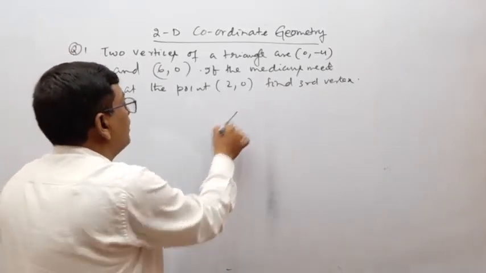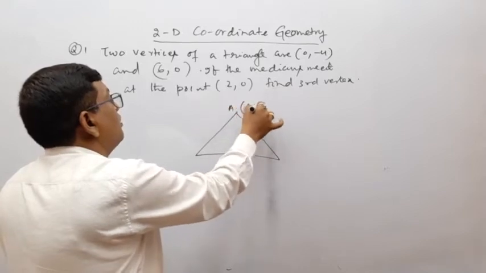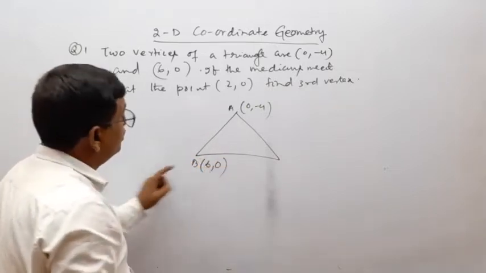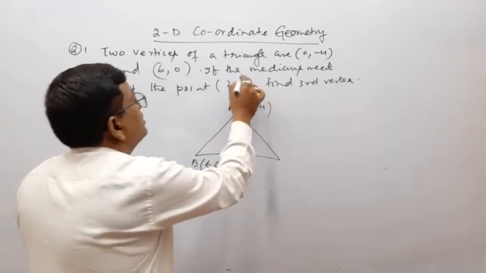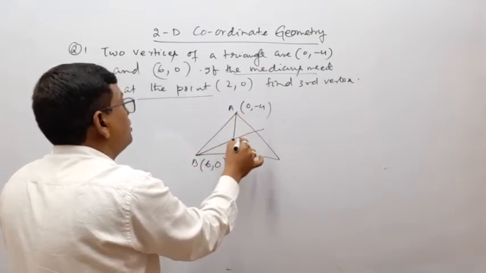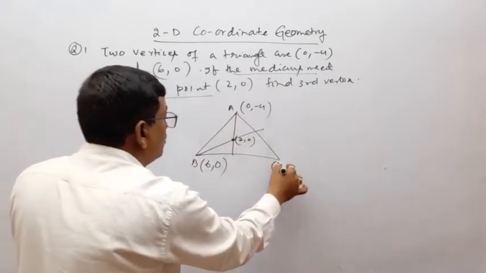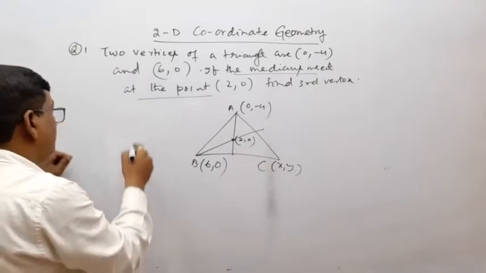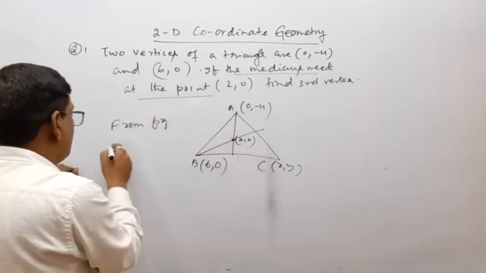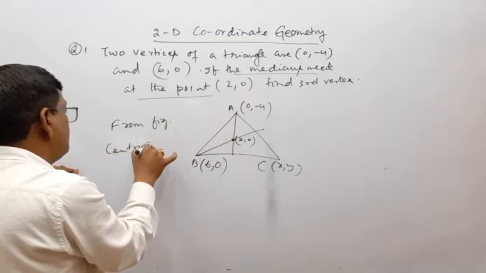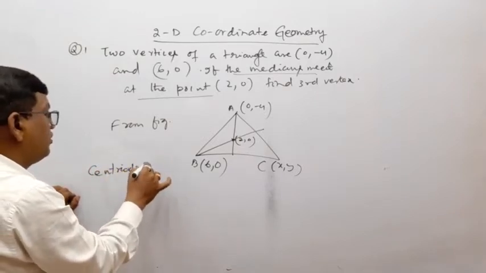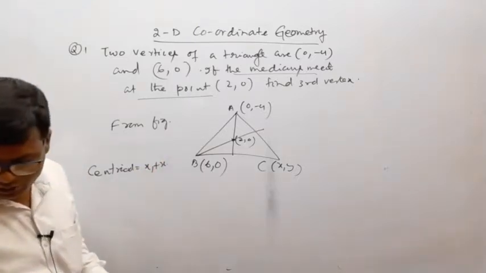If two vertices of a triangle are, suppose, 0 comma minus 4 and 6 comma 0, and the medians meet at the centroid, this is one median and this is another median, this point is 2 comma 0, and let the third vertex be x comma y, suppose C. Given according to the question from the figure, the centroid is equal to x1 plus x2.